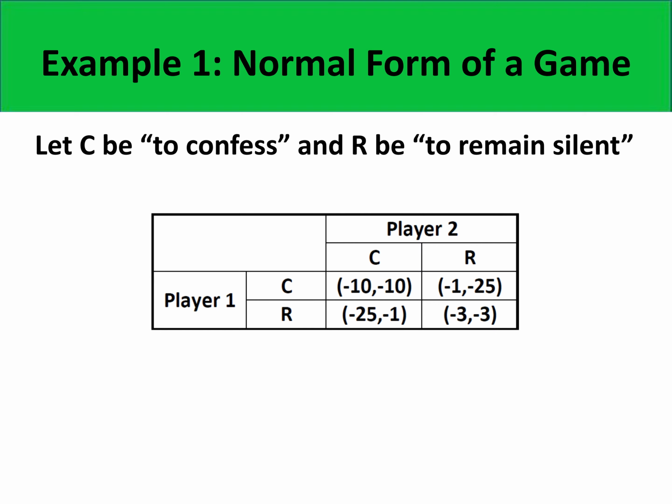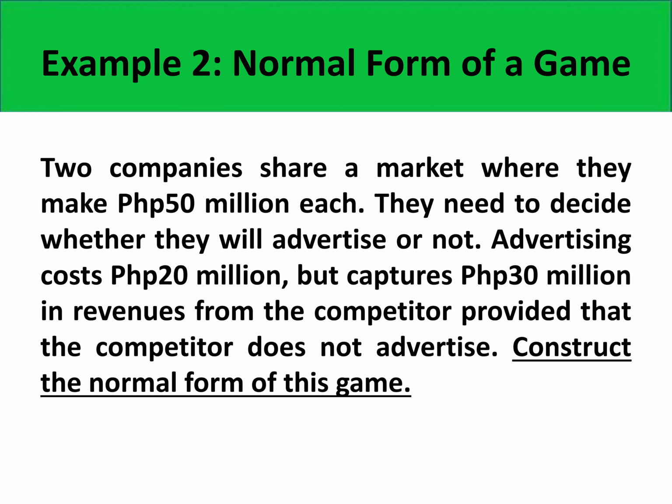Now this is the normal form of the prisoner's dilemma scenario. Let's have a second example. Two companies share a market where they make 50 million pesos each. They need to decide whether they will advertise or not. Advertising costs 20 million pesos but captures 30 million pesos in revenues from the competitor, provided that the competitor does not advertise. Let us construct the normal form of this game.